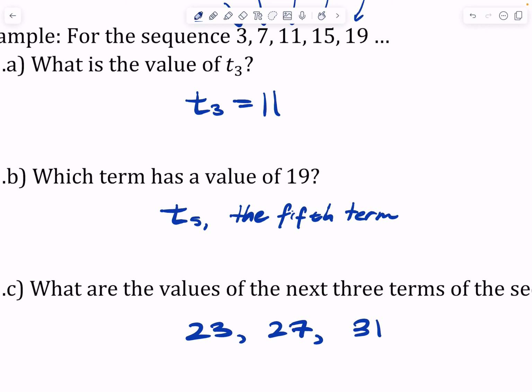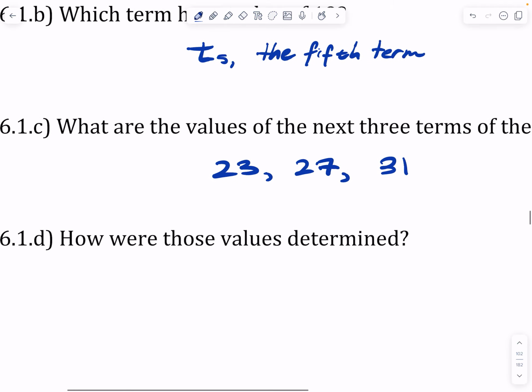If you got those as the values of the next three terms, give yourself a way high five. Show whoever's covering this class how a way high five goes. And make sure it's way high. You don't want to give them a false notion as to what a way high five is. That's just embarrassing.